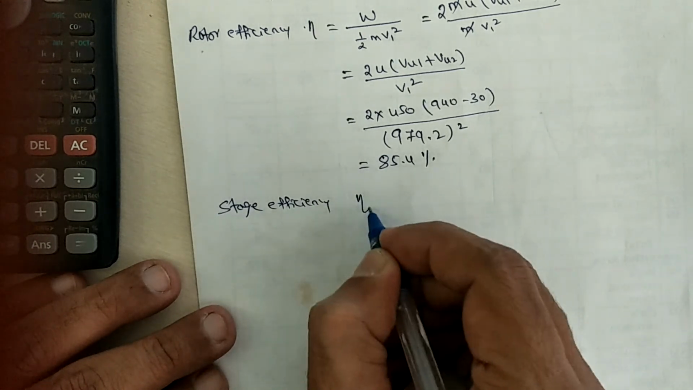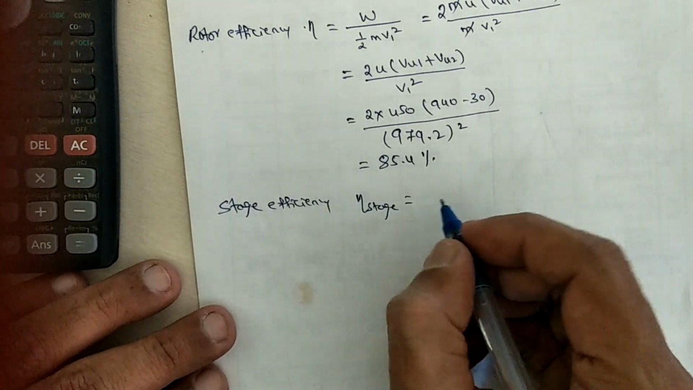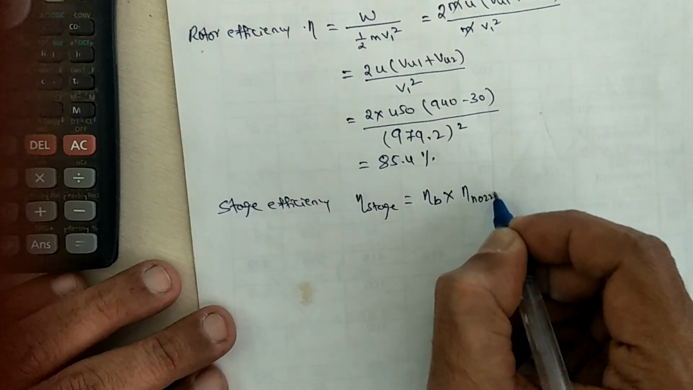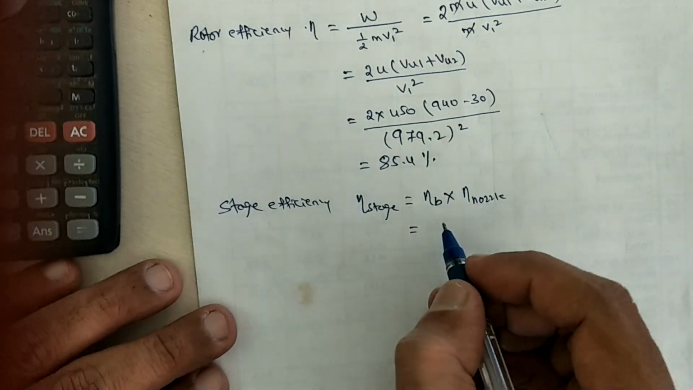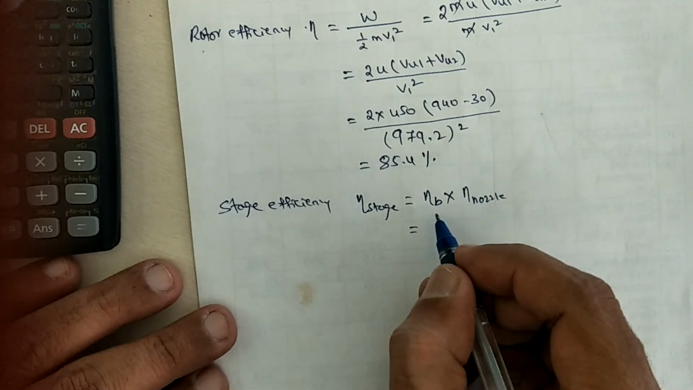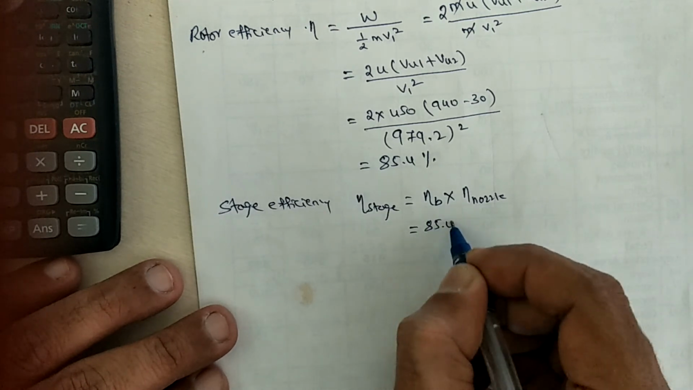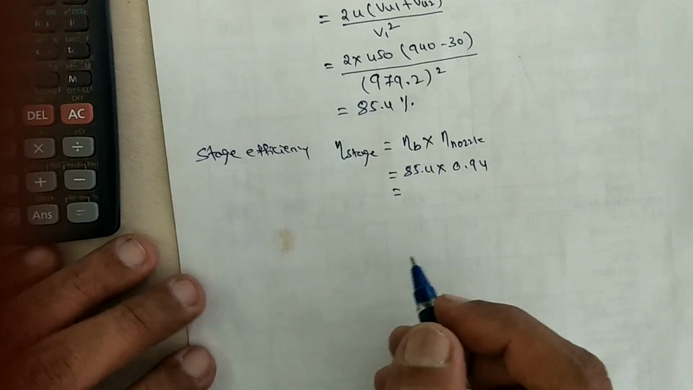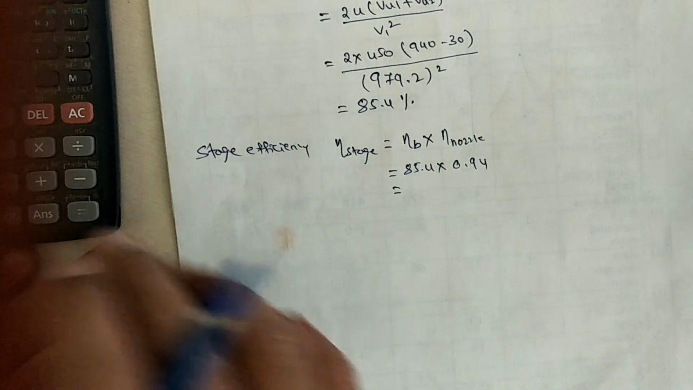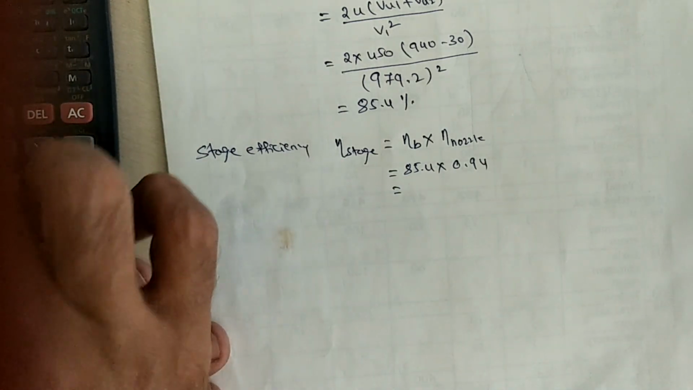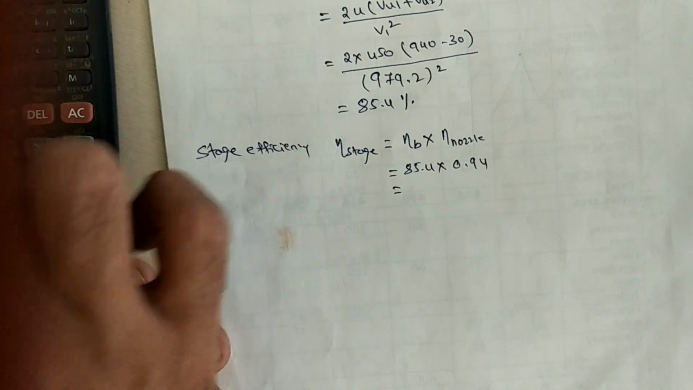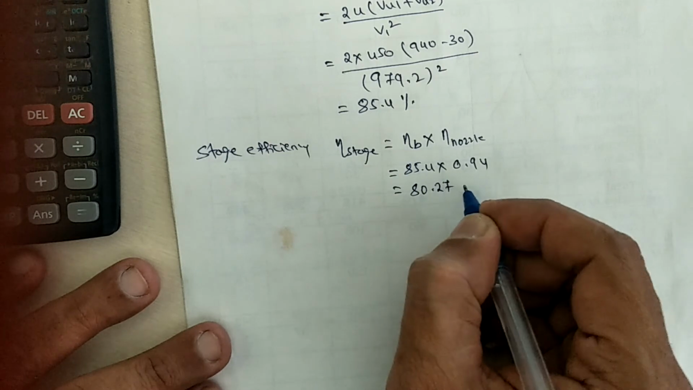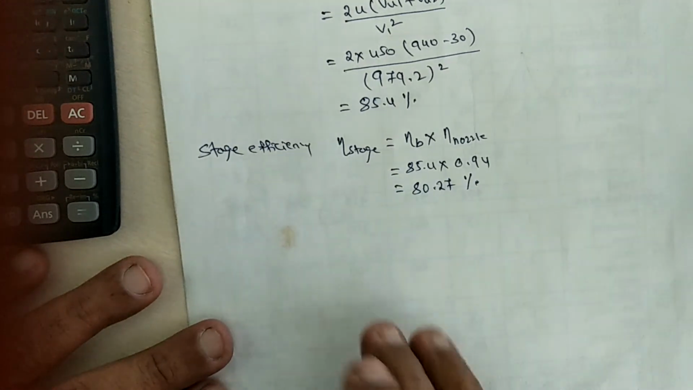Now we need to calculate stage efficiency. Stage efficiency is equal to blade efficiency multiplied by nozzle efficiency. The blade efficiency we have just calculated is 85.4, and the nozzle efficiency is 0.94. So stage efficiency will be 85.4 into 0.94, which is equal to 80.27 percent.